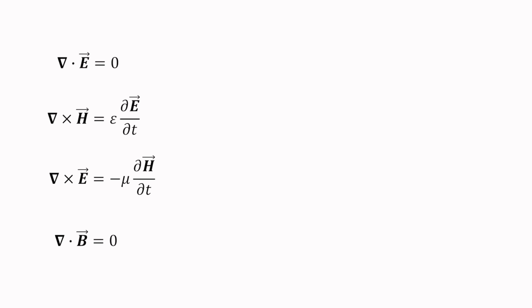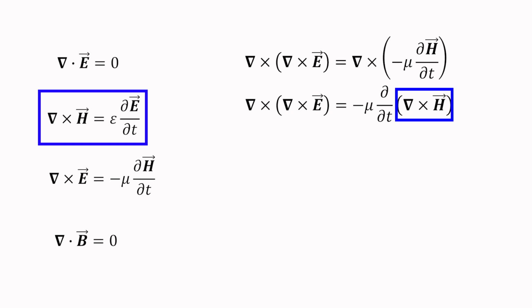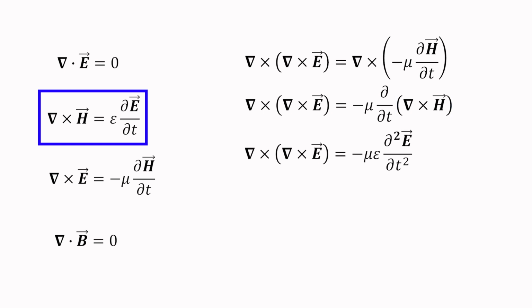Returning to our equations for the special case of a source-free medium, the second and third equations are in terms of both H and E. We'd like to rearrange them to get one equation completely in terms of E and another completely in terms of H. Starting with the third equation, we take the curl of both sides, and the second equation allows us to replace the curl of H with epsilon dE dt.